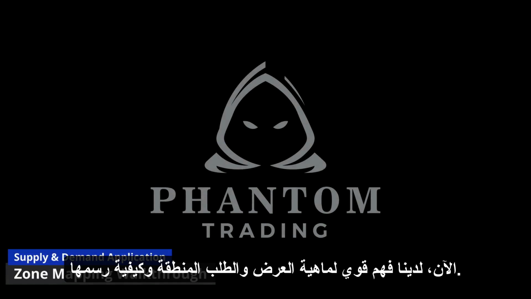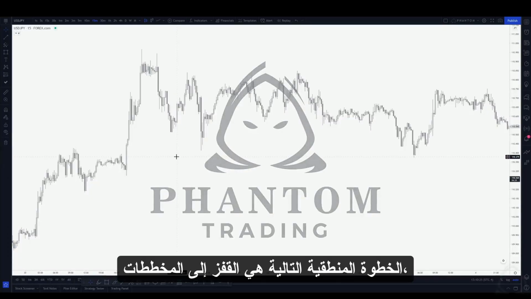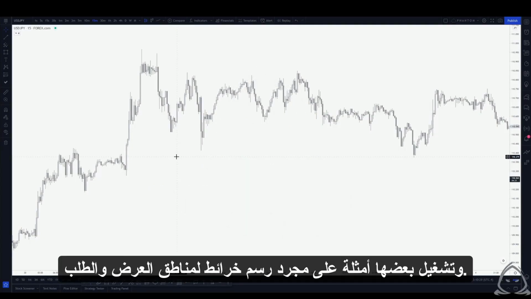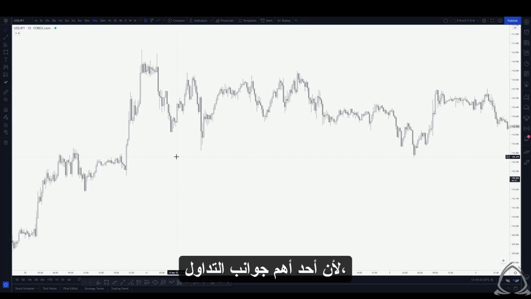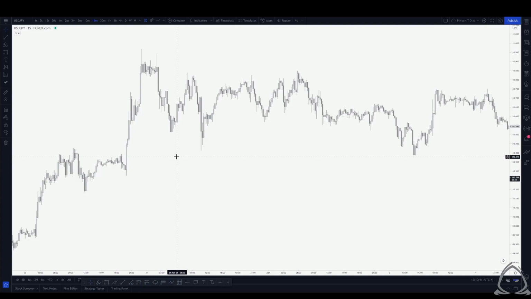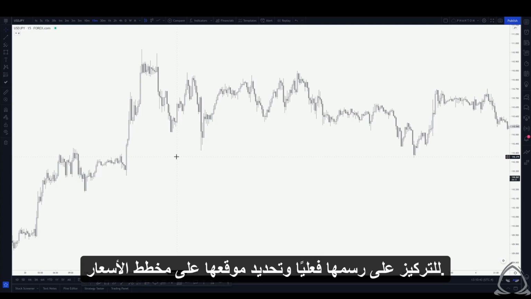Now that you have a solid understanding of what a supply and demand zone is and how to map it, the next logical step is to jump to the charts and run through some examples of simply mapping out the supply and demand zones. Because one of the most important aspects of trading this approach is being able to effectively map and understand supply and demand zones, we're going to focus on actually drawing them and locating them on a price chart.